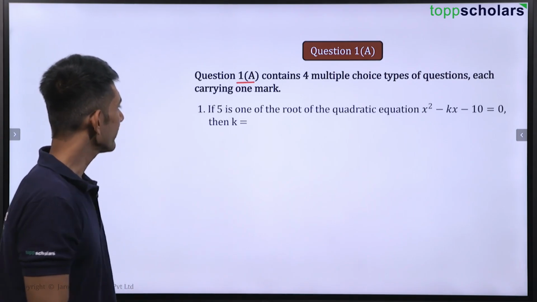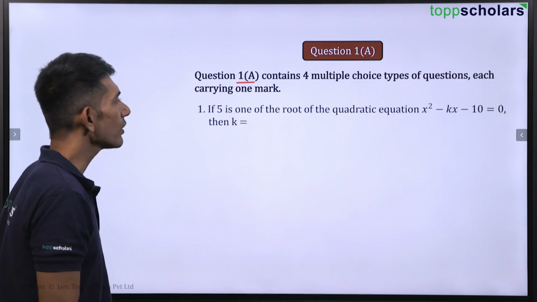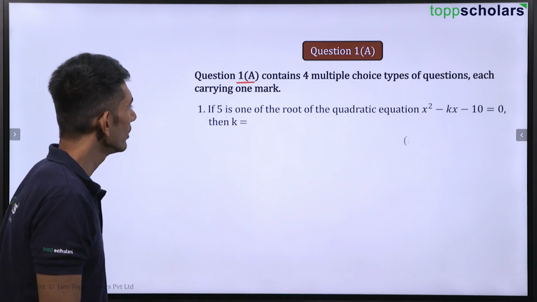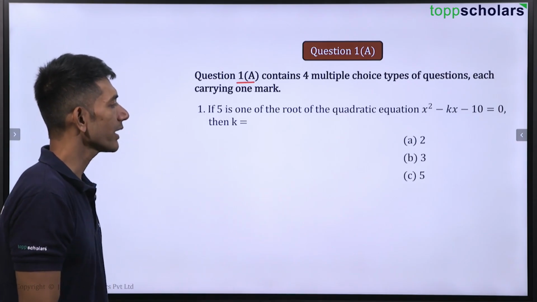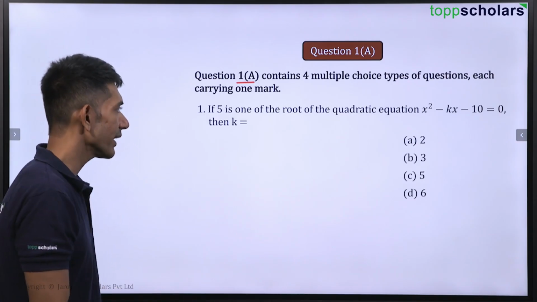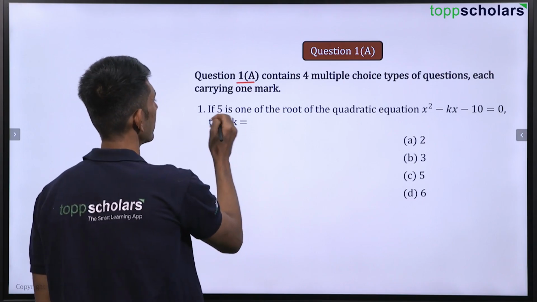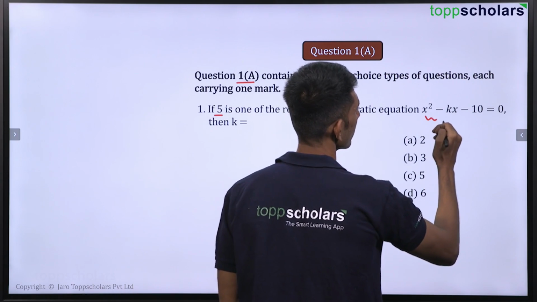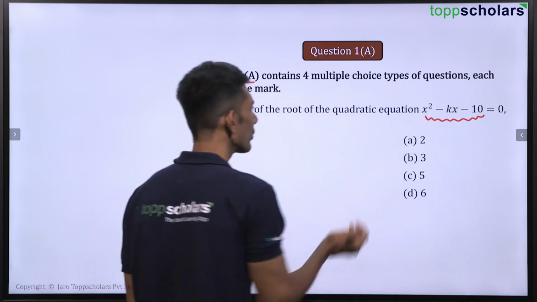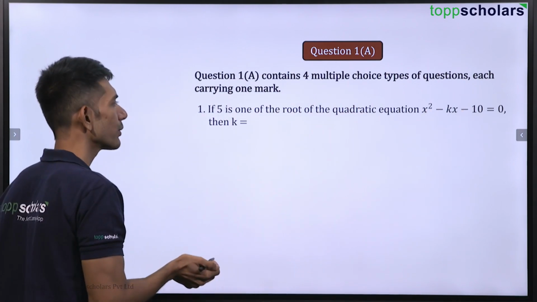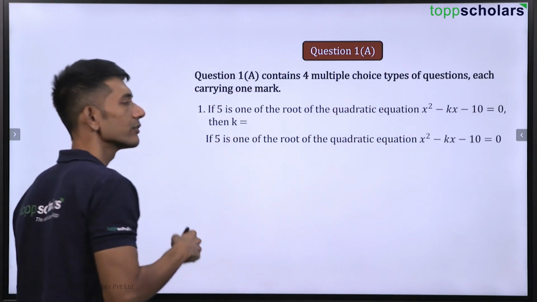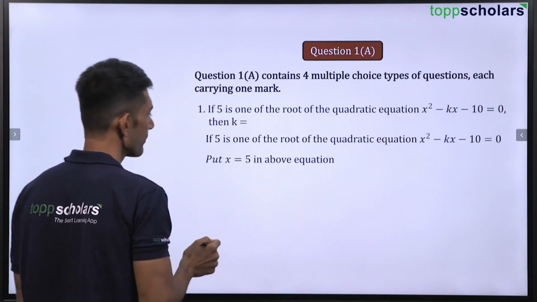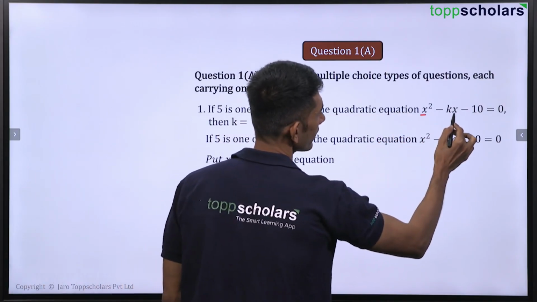Okay. So it says, if 5 is one of the roots of the quadratic equation x square minus kx minus 10 is equal to 0, then what is the value of k? We are supposed to find out the value of k if 5 is one of the roots of the quadratic equation. So if 5 is the root, we will directly substitute the value of x as 5. So let us do that. What will happen if I put x as 5? See here, I will put 5, here I will put 5.